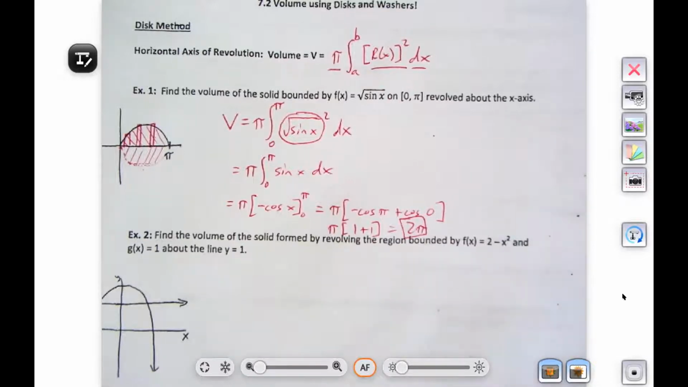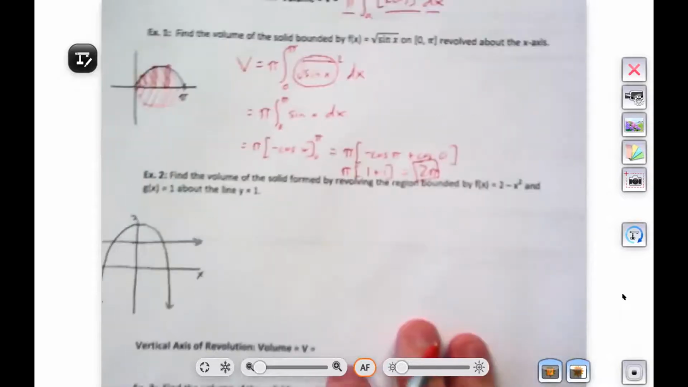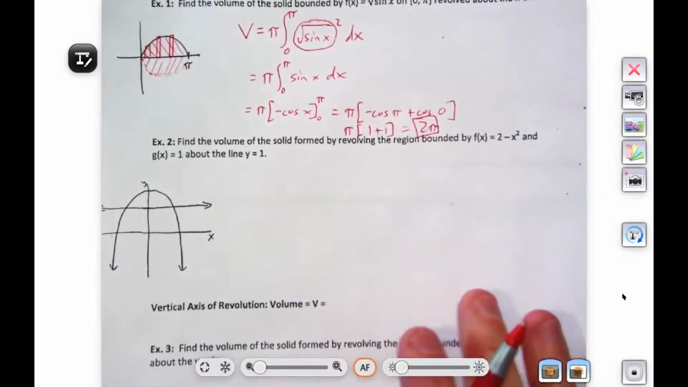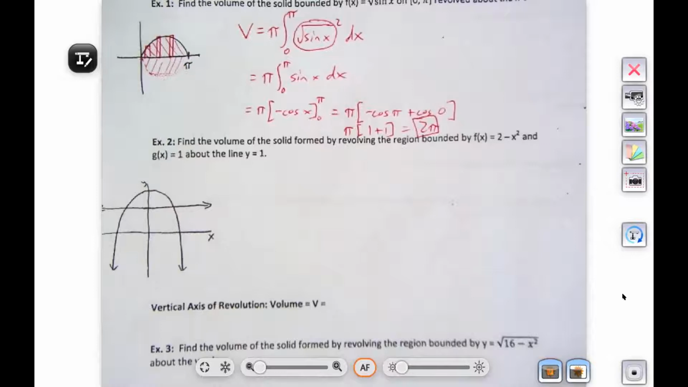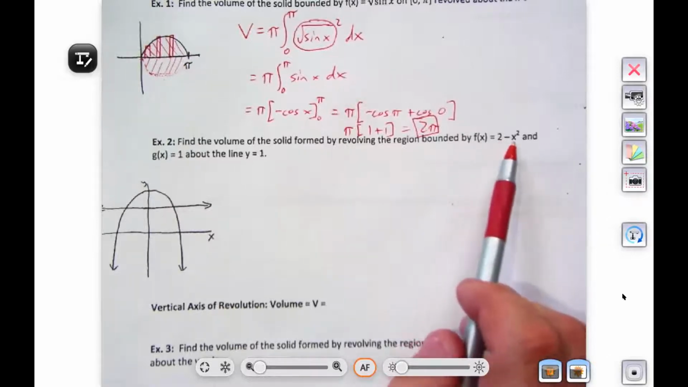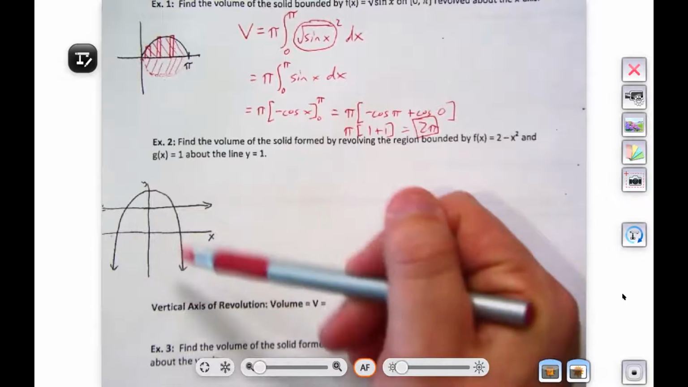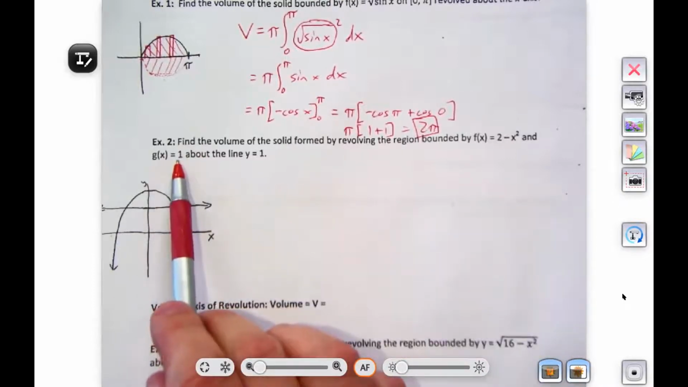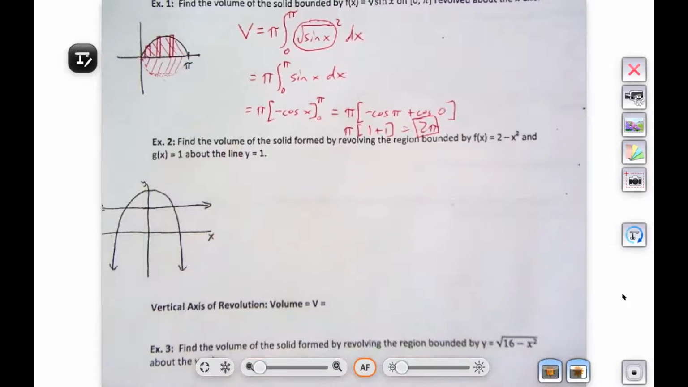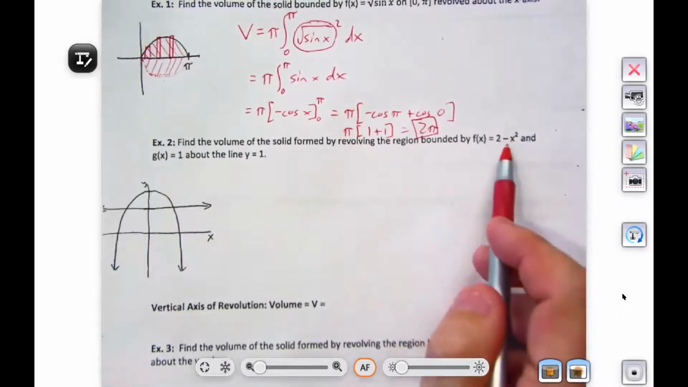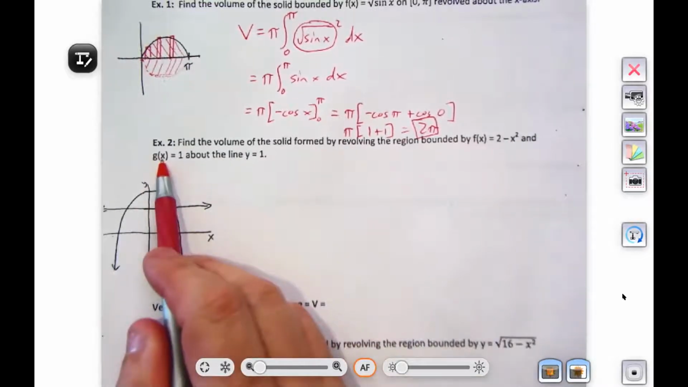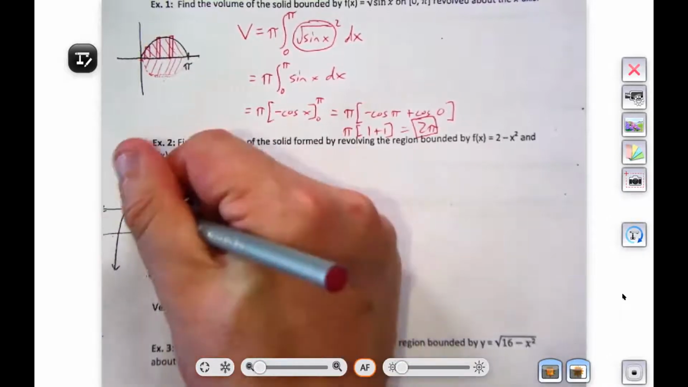Okay. Next one. So it says find the volume of the solid formed by revolving the region bounded by 2 minus x squared, so that's our parabola, and g of x equals 1, about the line y equals 1. In my mind, I've done a lot of these, so I'm going to tell you the catalog that goes through my head. First thing I do is think, what is the region that I'm spinning? Where am I bounded? I'm bounded by the parabola and y equals 1, and that forms this shape right here.